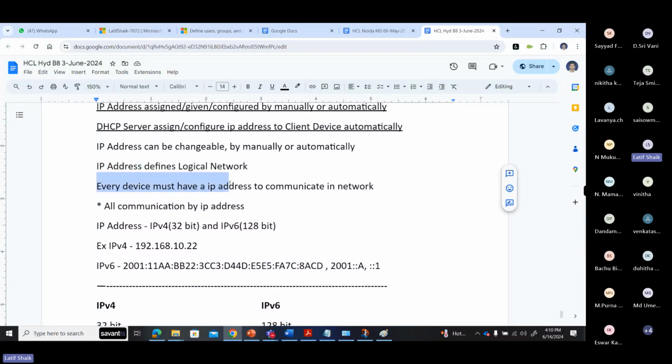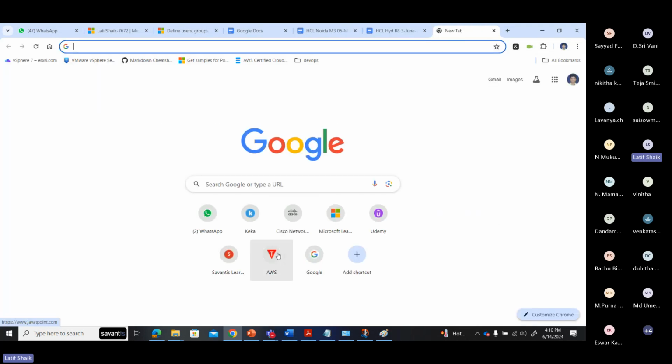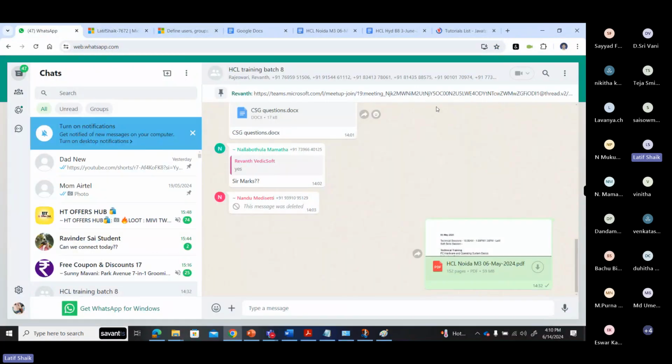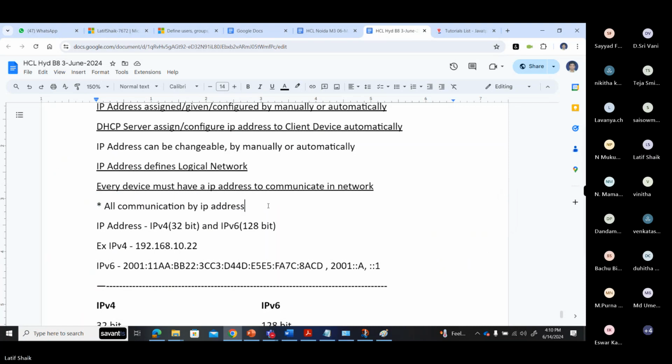Every device must have an IP address to communicate in the network. Without an IP address, you can't communicate. All communication in the network is by IP address only. Even when I open JavaTpoint, Google.com, Microsoft.com, or WhatsApp.com, all we are communicating with are names, but actually we are communicating with the IP address only.